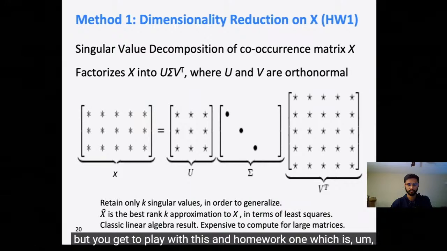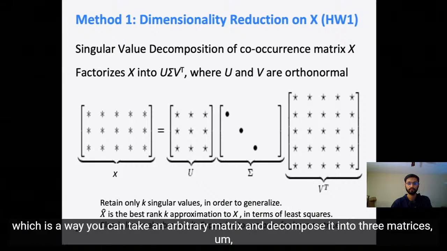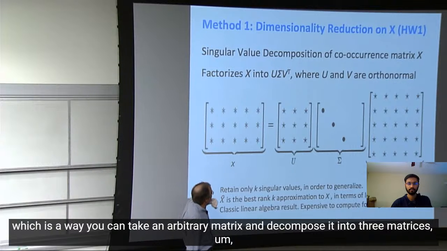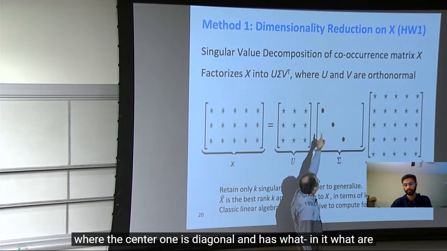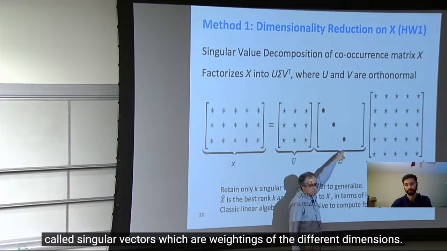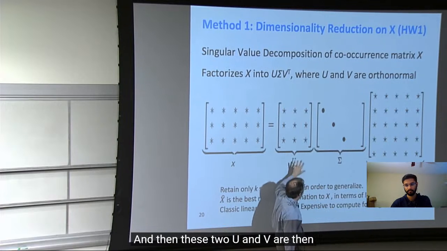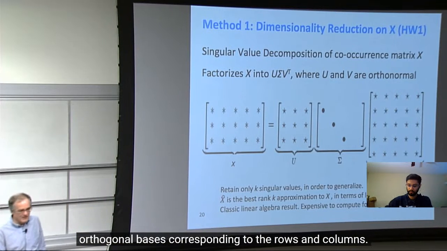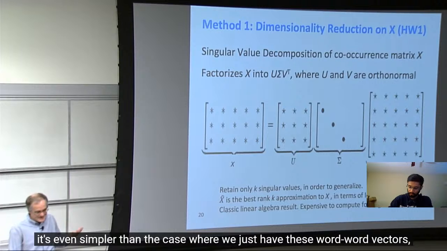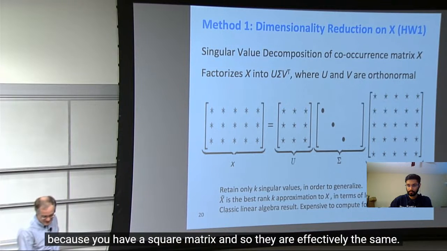So there's a standard, most common way of doing this dimensionality reduction, and you don't really have to understand all the math, but you get to play with this in homework 1. For any matrix, you can do what's called the singular value decomposition, which is a way you can take an arbitrary matrix and decompose it into 3 matrices, where the center one is diagonal and has what are called singular values, which are weightings of the different dimensions, so they decrease in size as you go downwards. And then these 2, U and V, are orthogonal bases corresponding to the rows and columns. In particular, it's even simpler in the case where we just have these word-word vectors, because you have a square matrix, and so they're effectively the same.